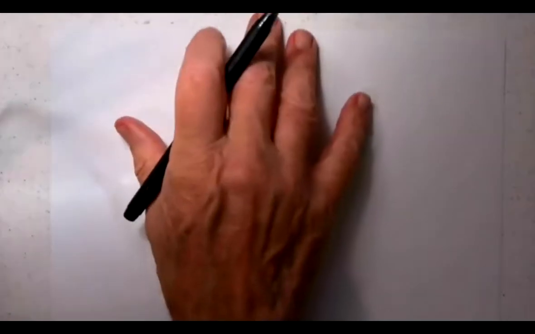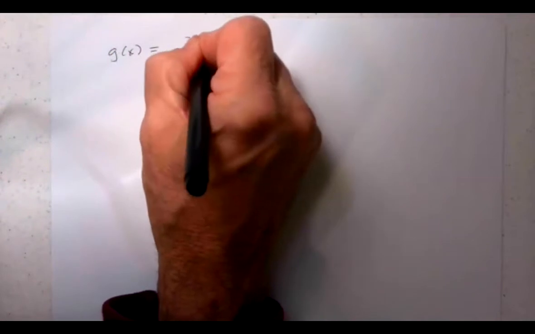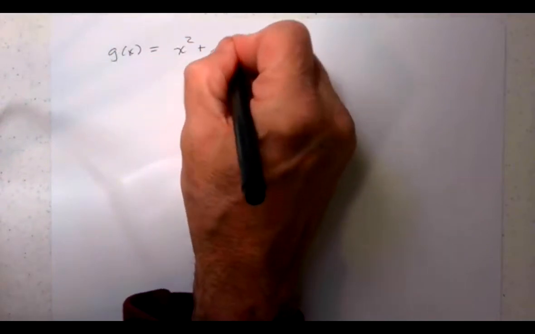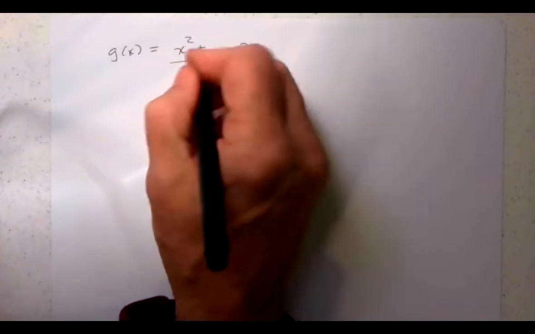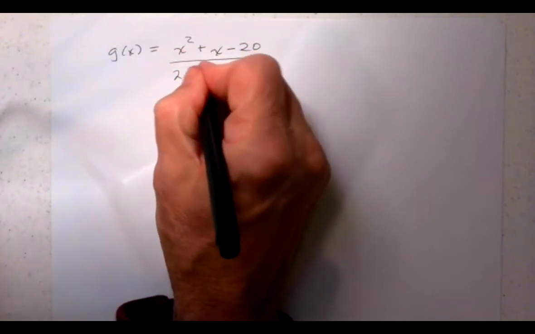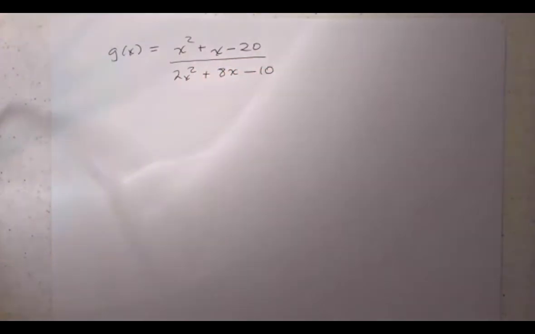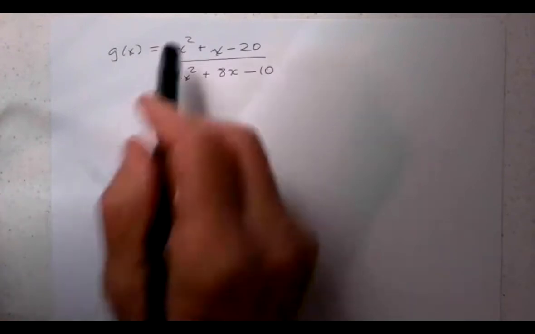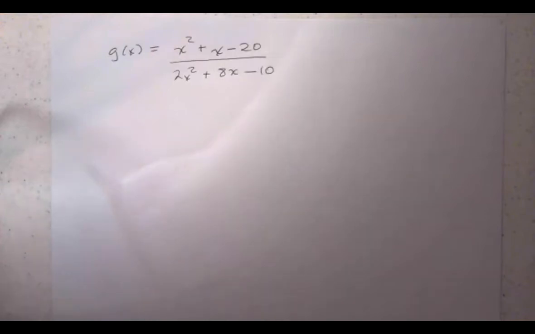The original that we have here is g of x equals x squared plus x minus 20 over 2x squared plus 8x minus 10. To get the horizontal asymptotes, you think of very large numbers like 1,000. 1,000 squared is 1,000,000. So as far as 1,000,000 is concerned, these other things are negligible. So in essence, I just cover them up.